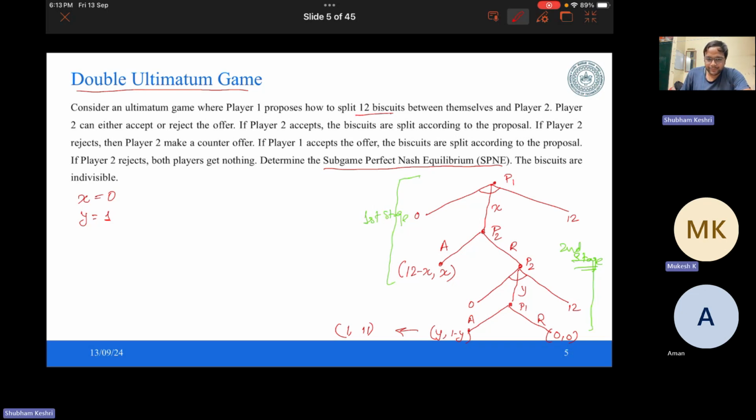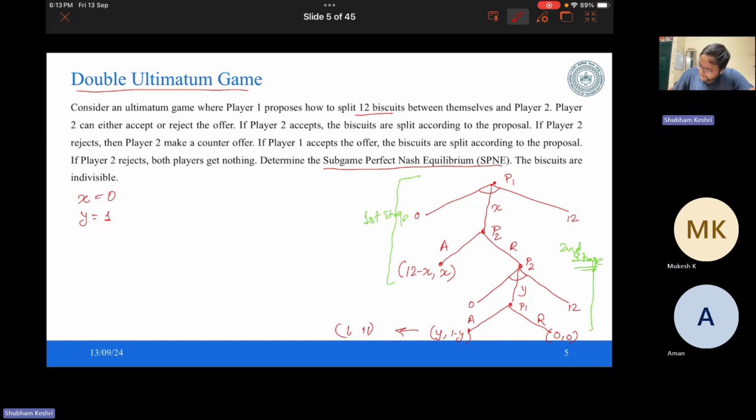Yeah, that is what I was saying. But now I'm just thinking that player one will not want him to go to the reject side. Right. So he will offer something in A, so basically player one will offer an x so that P2 does not reject.